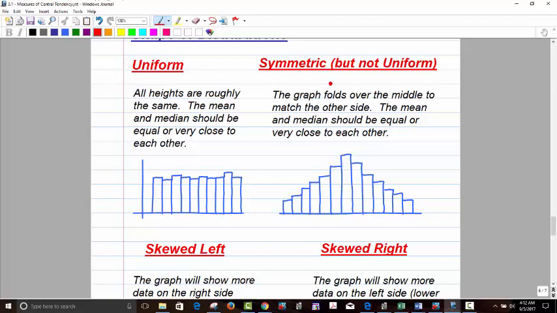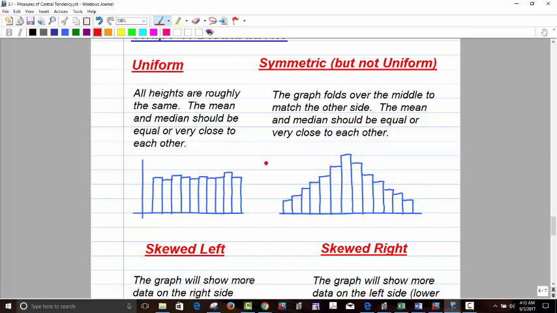Now, the next one's called symmetric. I'm saying symmetric but not uniform because technically all uniforms are also symmetric, but not all symmetrics are uniform. Meaning, it doesn't have to always look like this particular shape, but this is an example. Any graph, if you folded it across the middle, and it looks roughly the same on both sides. And this is another one where the mean and median would be close to each other in value.